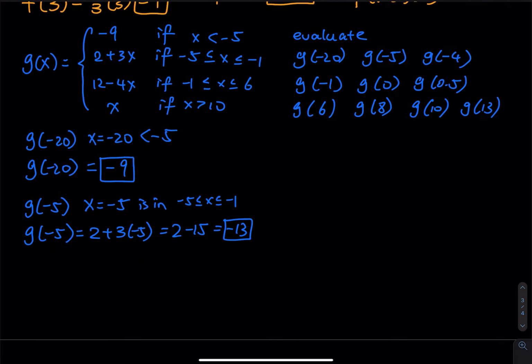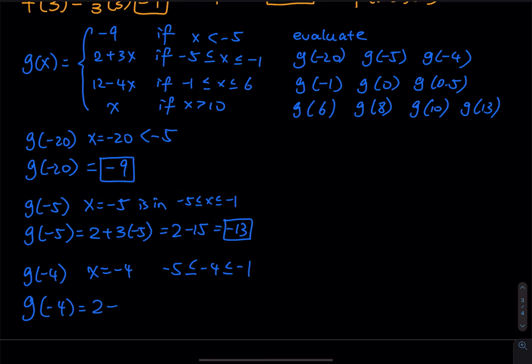And then the next one, we have g of negative 4. So negative 4 goes where? x is equal to negative 4, and negative 4 is where? It is between negative 5 and negative 1, right? So negative 5 is less than or equal to negative 4, which is less than or equal to negative 1. So we take the second piece, g of negative 4 is equal to 2 plus 3 times negative 4, that is 2 minus 12, that is equal to negative 10. So we have 3 problems finished. Let's do the next one.